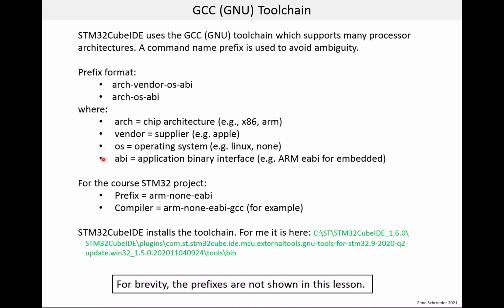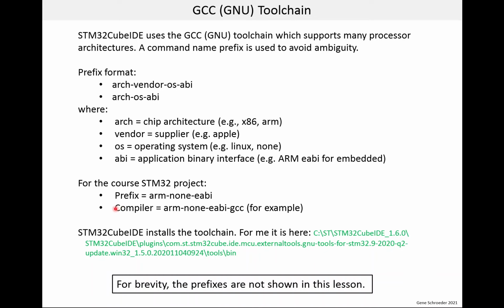And then the ABI is the application binary interface. An ABI is a set of rules for how variables are laid out in memory, how function calls work, and other low-level details. There are sometimes several ABIs for the same architecture. For ARM, there is an ABI for embedded called eABI. Now, for the course project, the tool prefix is ARM-none-eABI. And this should be fairly obvious from the description I just gave of the prefix.